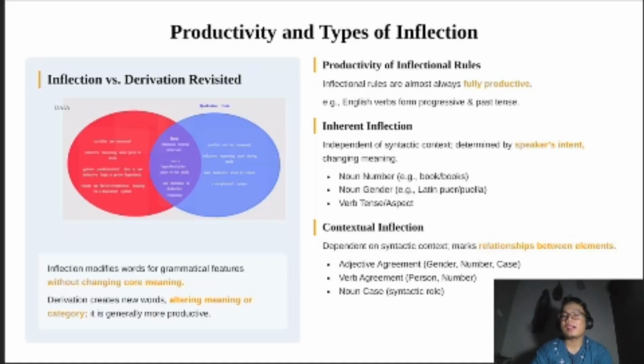But inflection itself comes in two types. The first type is inherent inflection, which is things like number or tense, which reflect the speaker's intended meaning. And the second one is contextual inflection, things like agreement or case, which are triggered by syntax. This distinction matters because inherent inflection adds information, while contextual inflection keeps the structure grammatically coherent.